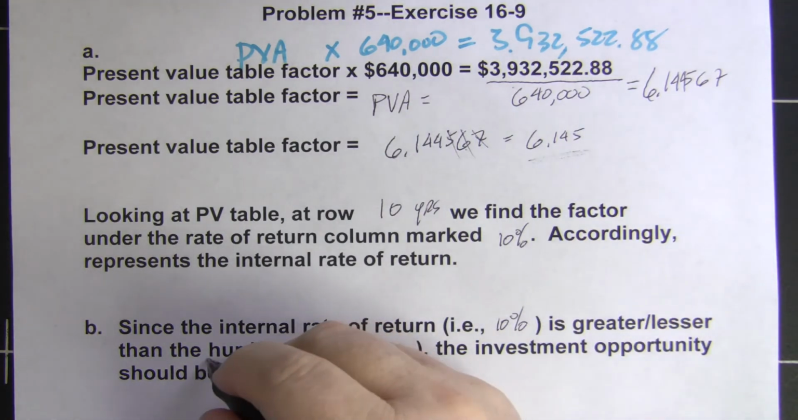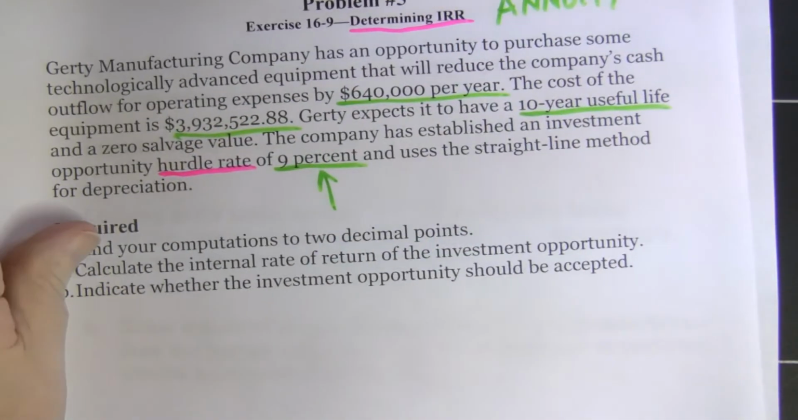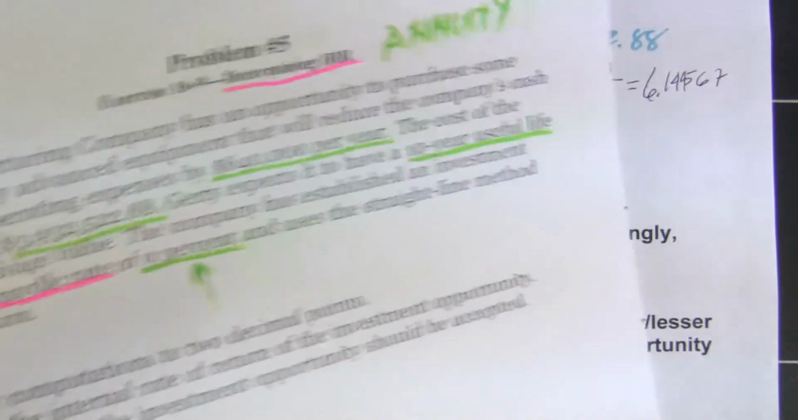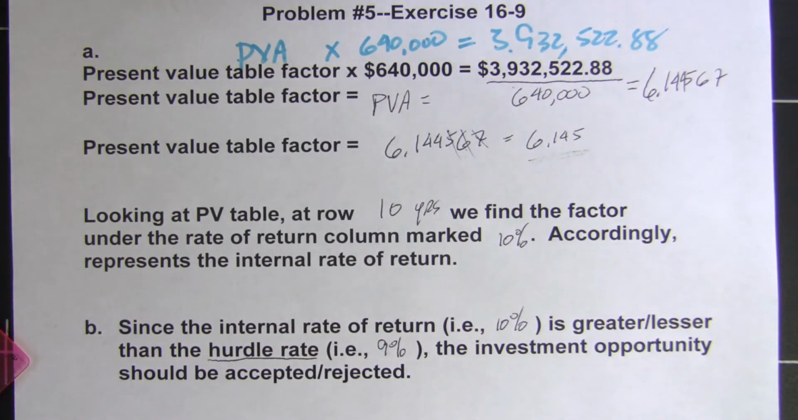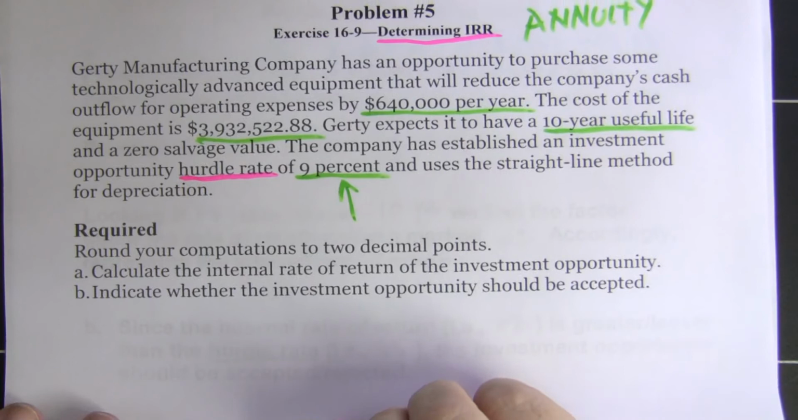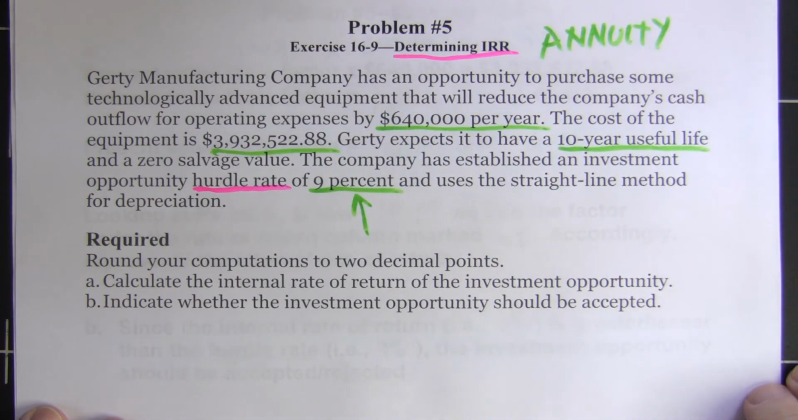The hurdle rate, the minimum accepted rate, they give us that, is 9%. And I don't care how bad you think you are at math, you're not nearly as bad as you think you are. But 10 is bigger than 9 in every world. So we accept the investment. So that's what that big old scary problem is saying. Should we accept the investment?